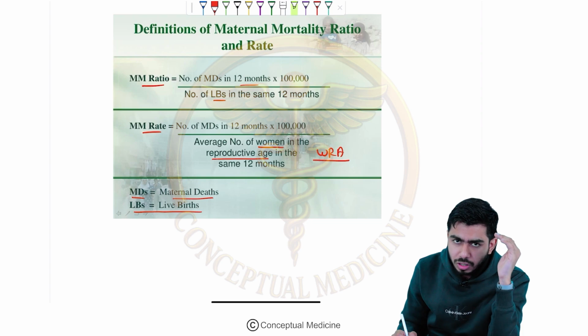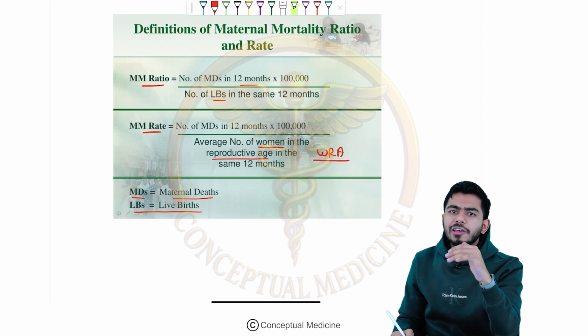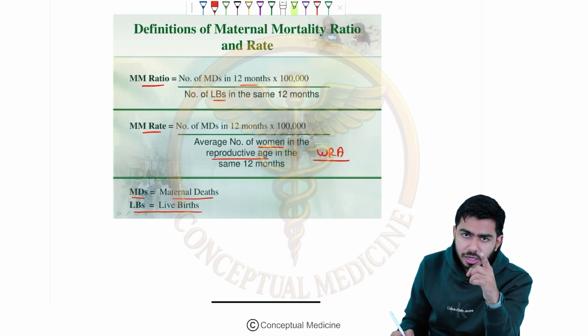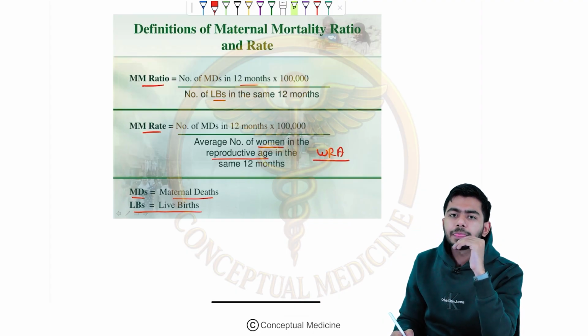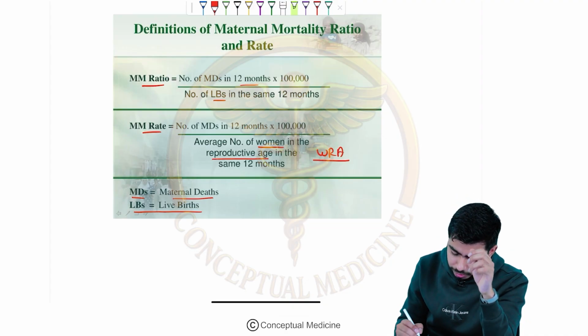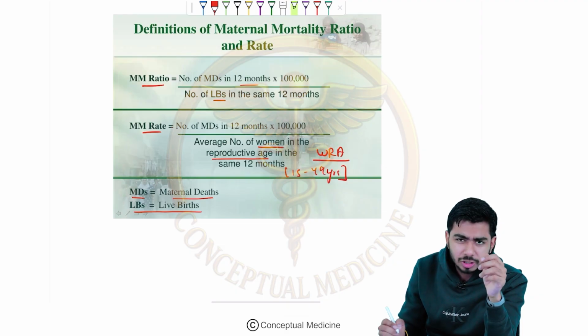So if you talk about the maternal mortality ratio, it will be the number of maternal deaths out of live births, multiplied by 100,000. Maternal mortality rate is the number of maternal deaths in 1 year by the total number of women in the women reproductive age group, that is 15 to 49 years. What is the age over here? 15 to 49 years. Usually that is the age of the women reproductive age group.